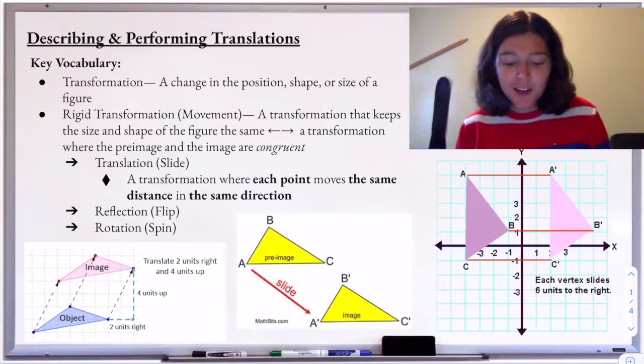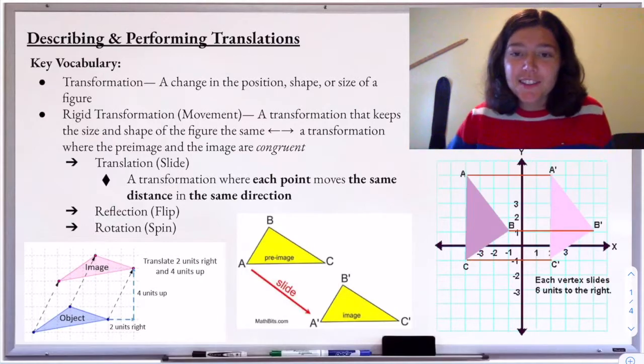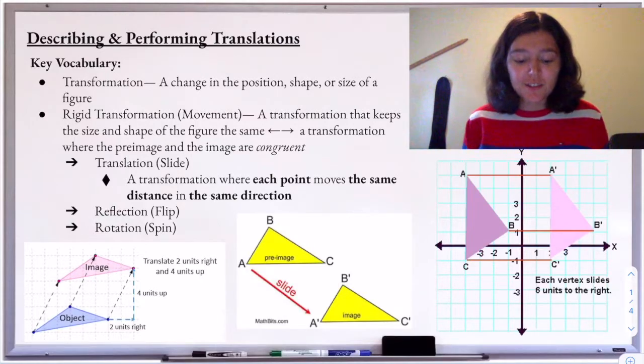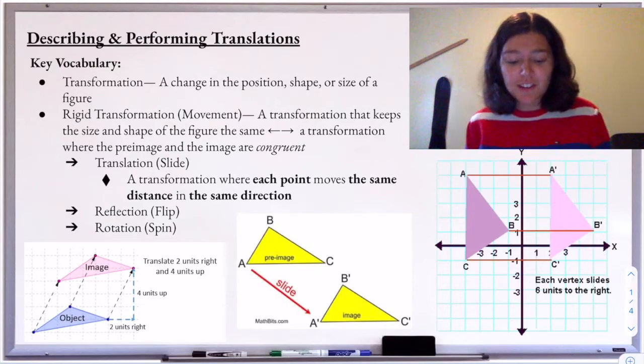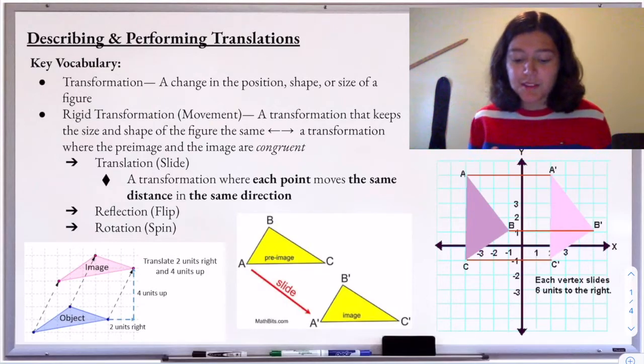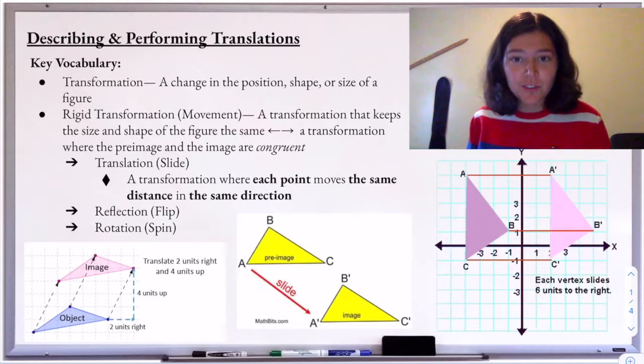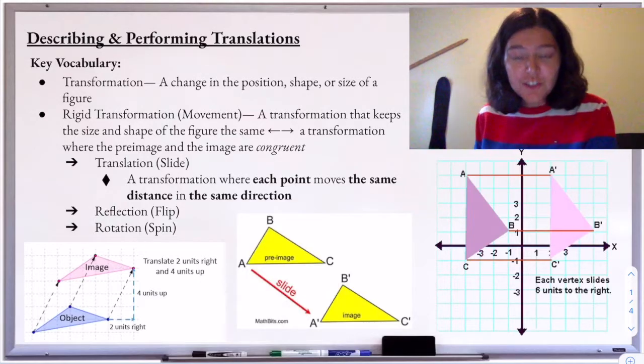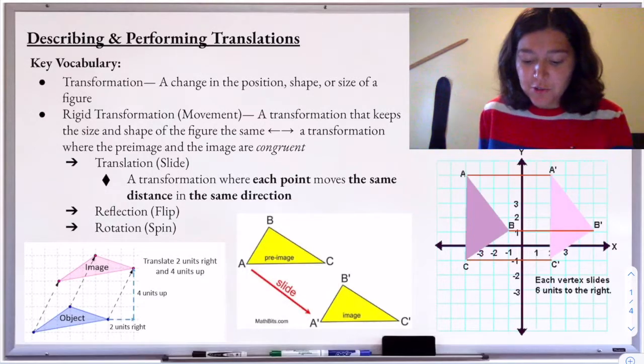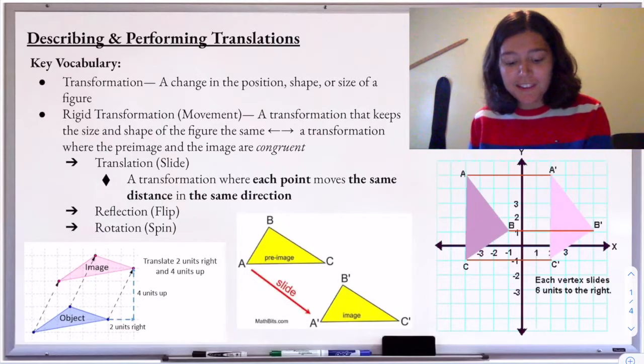So first, when we're talking about translations, we're in the general unit and umbrella of transformations. A transformation is a change in the position, shape, or size of a figure. And then we have a rigid transformation. A rigid transformation is a transformation that keeps the size and the shape of the figure the same.